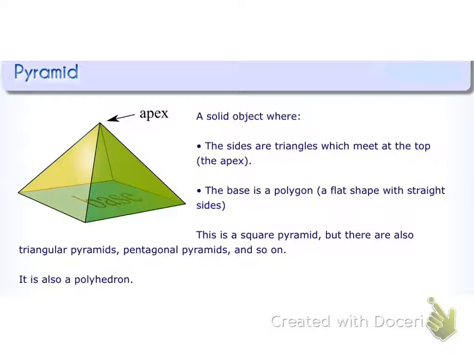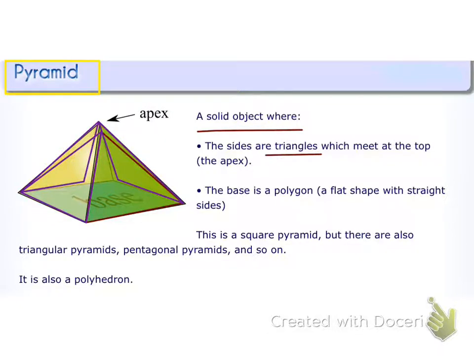Even before we start, we're supposed to know what a pyramid is. We learned about prisms. Now what is a pyramid? A pyramid is a solid object, a 3D figure where the sides are triangles. This is a triangle here, and this one is a triangle. Same way on the back, you can see these are all triangle shapes everywhere. So these triangle sides meet at the top, and that's called the apex.